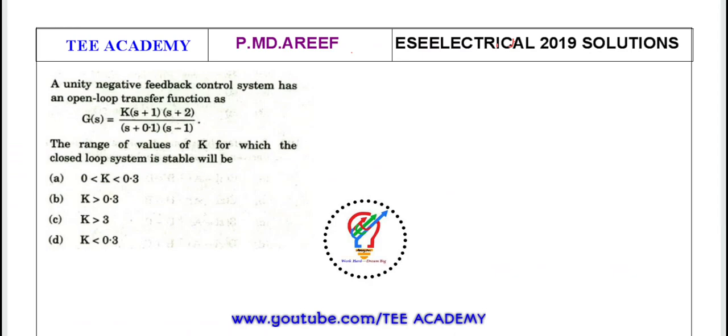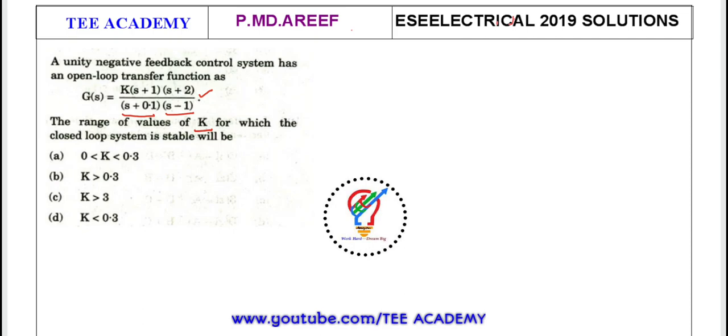A unity negative feedback control system has an open loop transfer function G of s is equal to k into s plus 1 into s plus 2 divided by s plus 0.1 into s minus 1. The range of values of k for which the closed loop system is stable will be. So to solve this question, we will take the help of the characteristic equation, which says that 1 plus G of s into H of s equals 0. For a unity feedback system, H of s is going to be 1. We can call this one the characteristic equation.